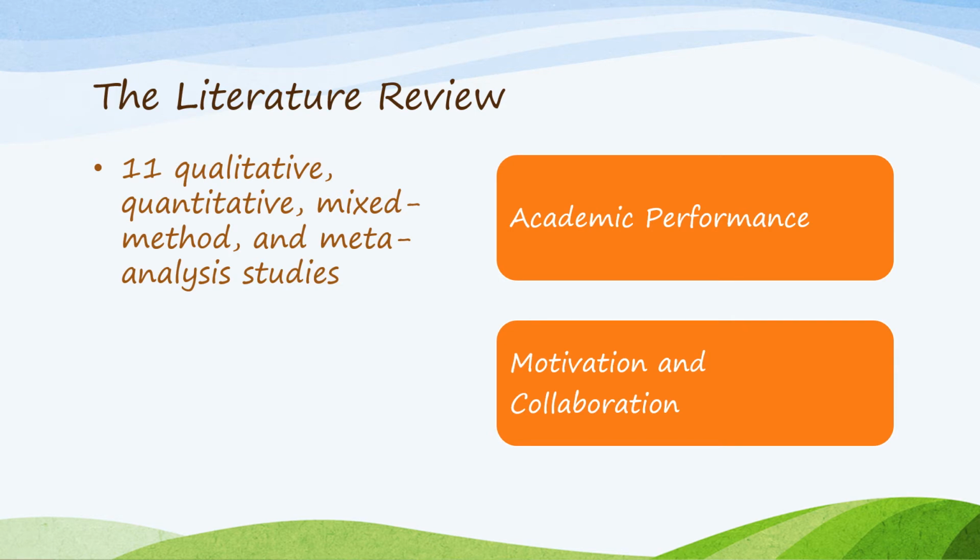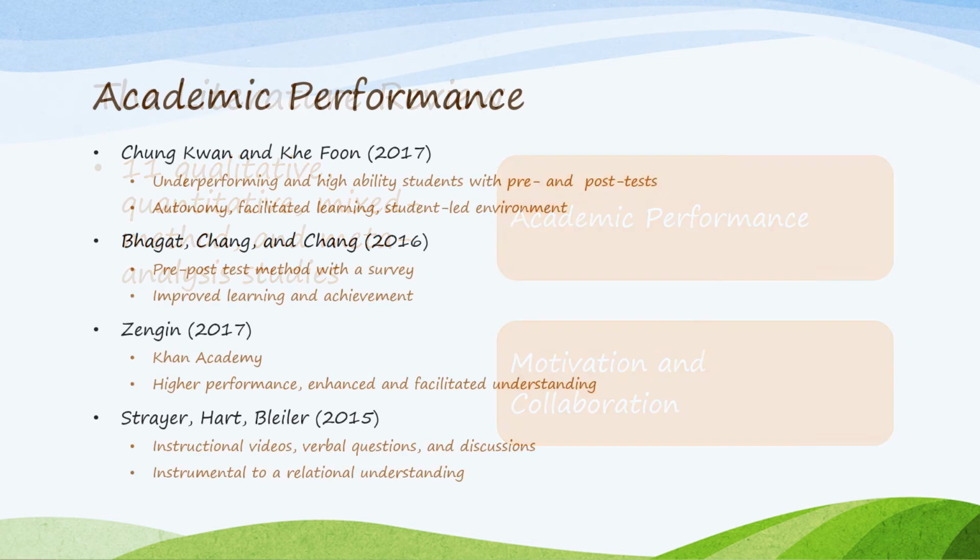So for my literature review, I looked at 11 qualitative, quantitative, mixed method, and meta-analysis studies that looked at two main topics: academic performance, and then student motivation and collaboration. So to go over my 11 sources, the ones that covered more academic performance are listed right here. So the first one was a 2017 study.